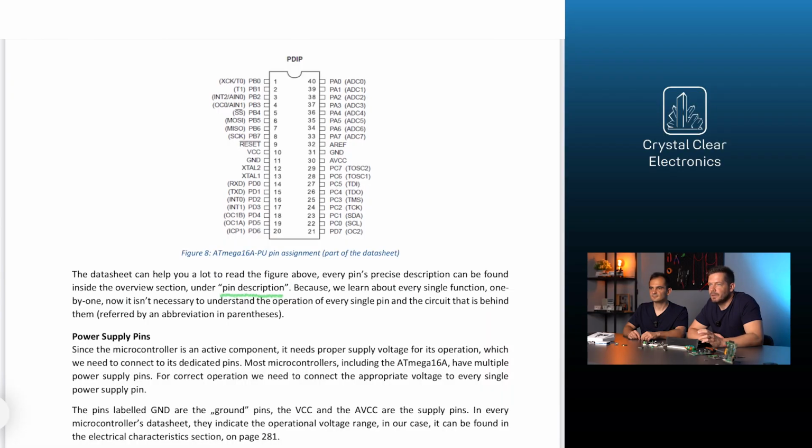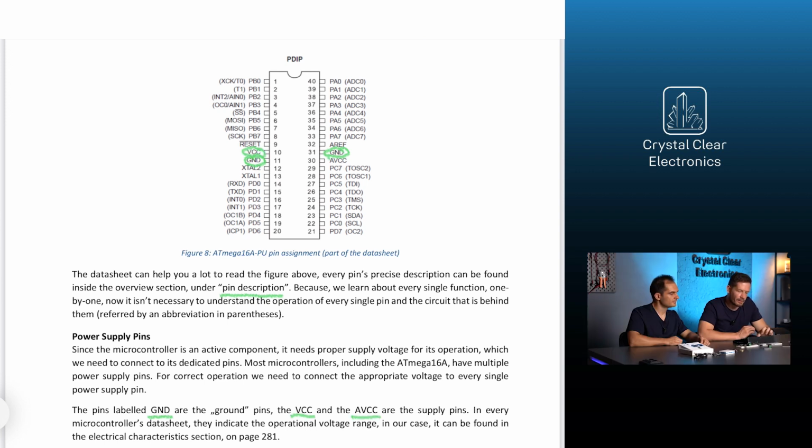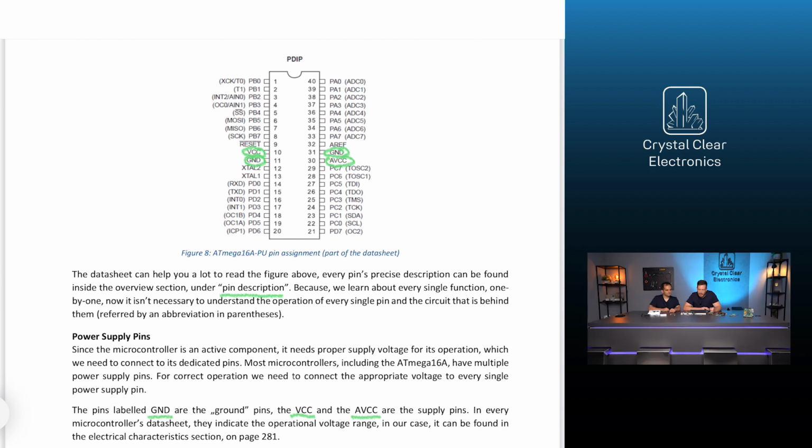Most microcontrollers, including this ATmega16A, have multiple power supply pins. For correct operation, we need to connect the appropriate voltage to every single power supply pin. The pins labeled G and D are the ground pins, the VCC and the AVCC are the supply pins. In every microcontroller's datasheet, they indicate the operational voltage range, which in our case can be found in the electrical characteristics section on page 281.